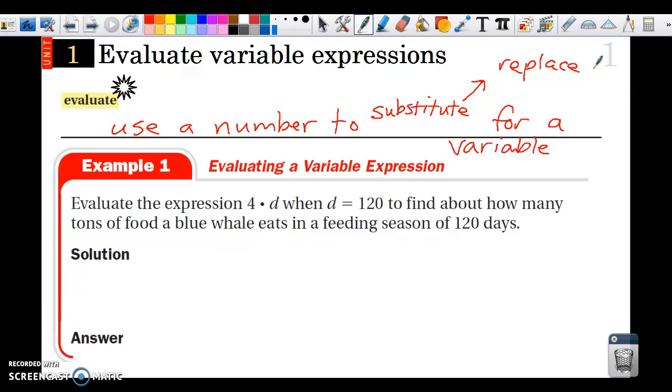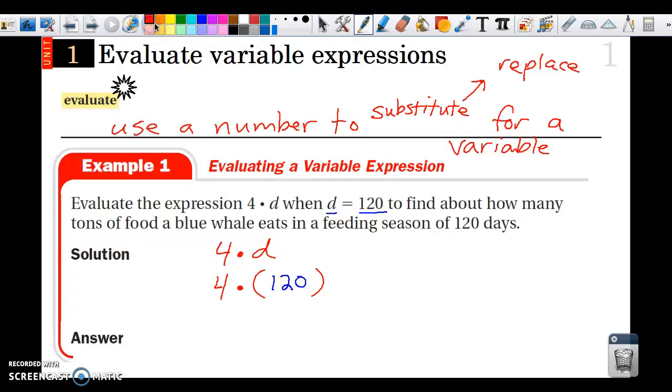Example 1. We can evaluate the expression 4 times D when D equals 120 to find out how many tons of food a blue whale eats in 120 days. Remember, it was 4 tons each day. So I'm going to take my variable expression and evaluate by substituting the value for D. Instead of having a D, I'm going to plug in 120. I let D be equal to 120. This is like a goalie and a goalie. They're the same thing.